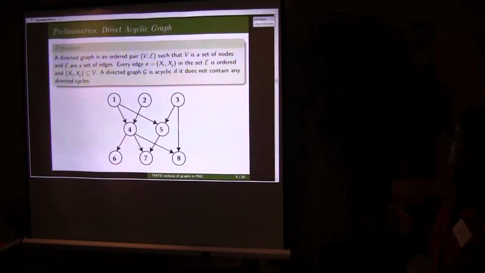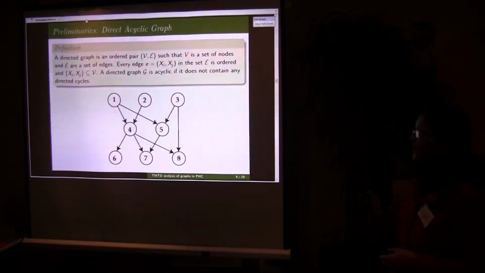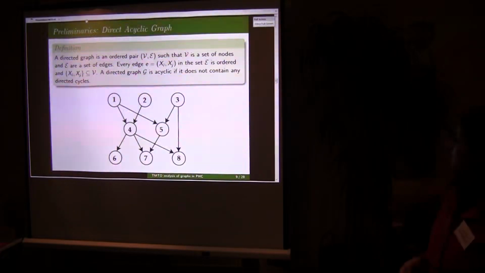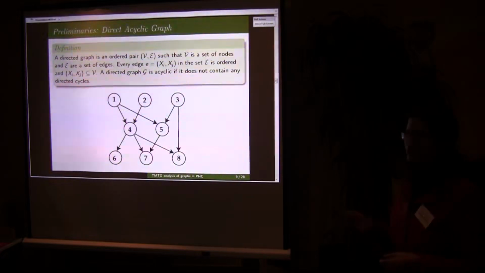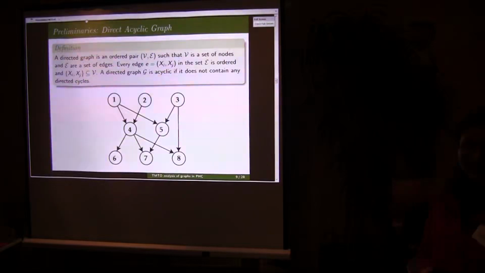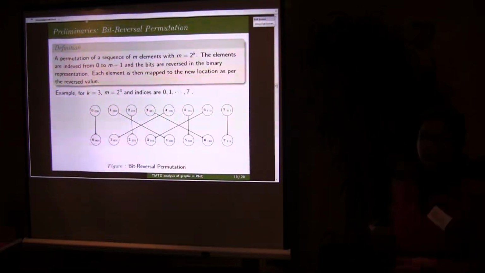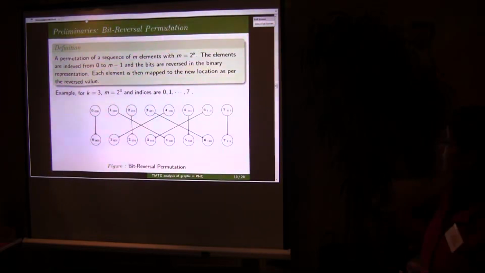To explain our solution and the algorithm, we need to introduce some basic definitions. This is a directed acyclic graph. I think I don't need to explain it much. The graph which doesn't include any cycles is called a directed acyclic graph. And this is bit reversal permutation. This is a permutation defined on an array where the number of elements is a power of 2.